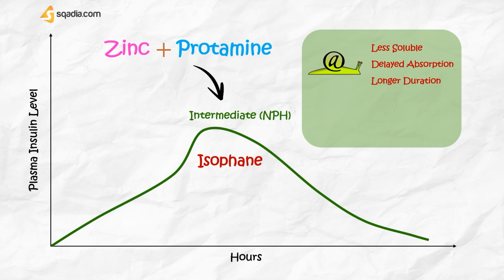NPH insulin is used for basal fasting control in type 1 or 2 diabetes and is usually given along with rapid or short-acting insulin for mealtime control. NPH insulin should be given only subcutaneously, never intravenously, and it should not be used when rapid glucose lowering is needed, for example, diabetic ketoacidosis.